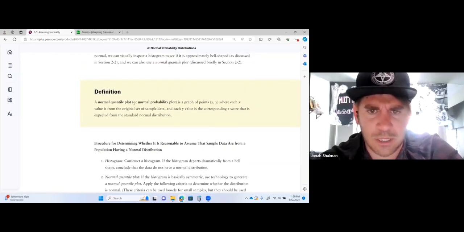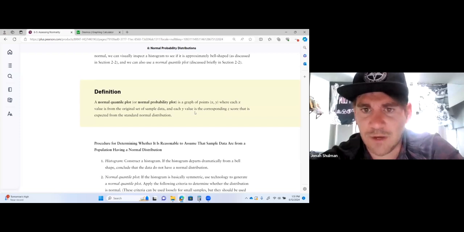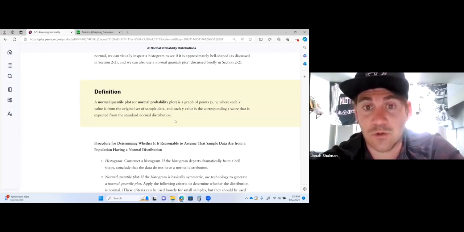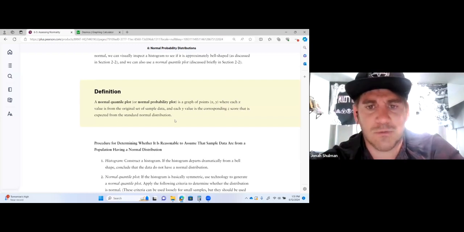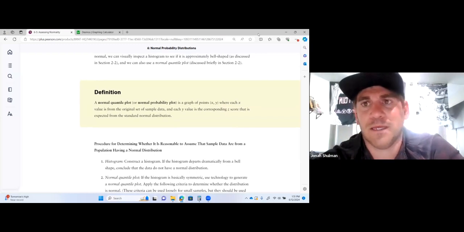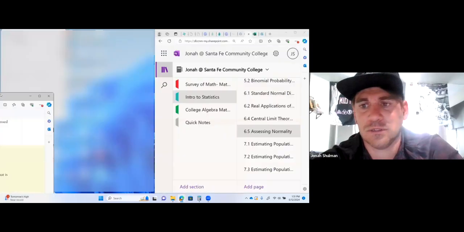A normal quantile plot or normal probability plot is a graph of points x and y where each x value is from the original sample data. The y value is from the z-score. Oh, that's cool. So all the x points are the same, but the y's are the z-score. We have done these before. That's cool. So what does it look like?